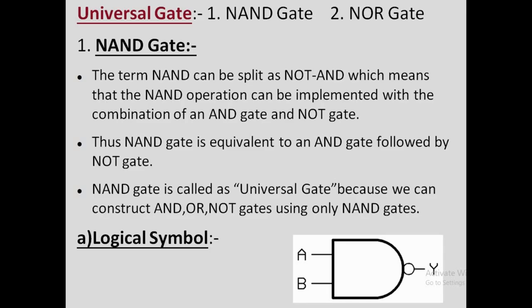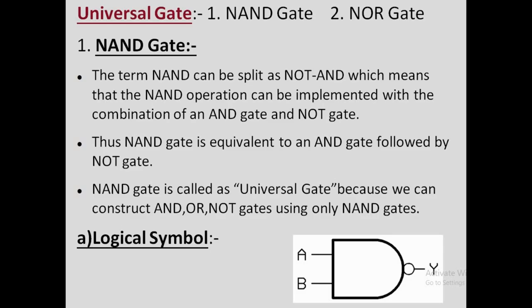Now we will see the first gate, the NAND gate. The term NAND can be split as NOT AND, which means that the NAND operation can be implemented with the combination of an AND gate and a NOT gate. Thus, the NAND gate is equivalent to an AND gate followed by a NOT gate. The NAND gate is also called a universal gate because we can construct any gate using the NAND gate.